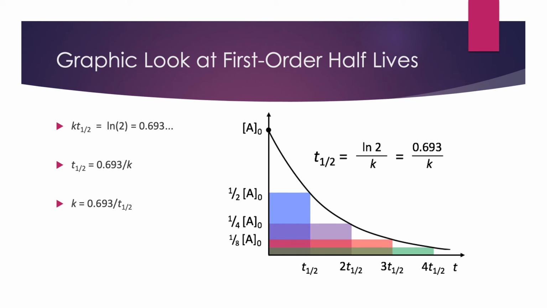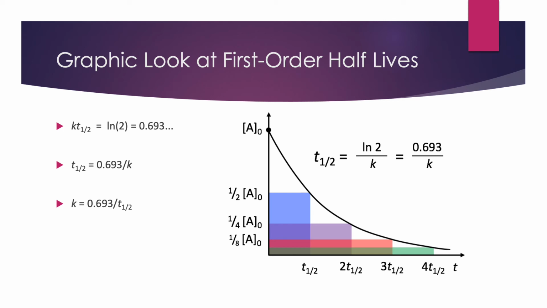So successive half-lives are the next half-life after. But notice that the distance between the second half-life and the first half-life is the same as the distance between the first half-life and 0. In other words, each successive half-life in a first-order decay process is the same length of time. This is not true in general for decay processes, but it is true if we have a first-order or exponential decay such as we have here.